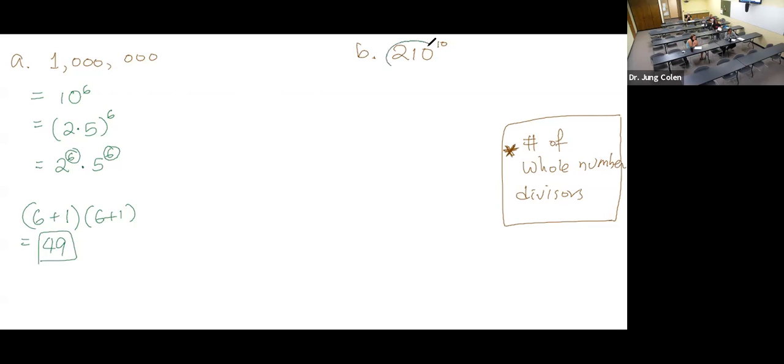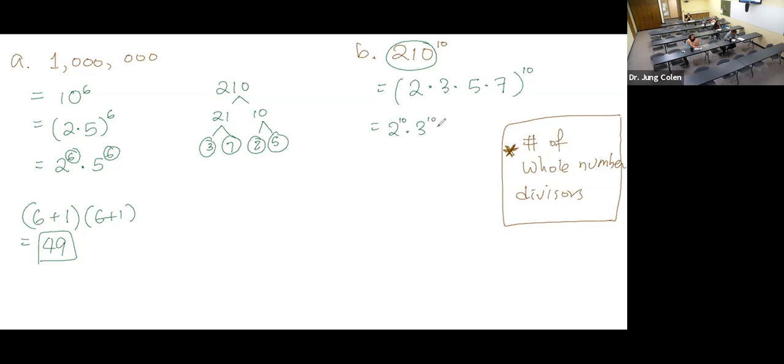Similar thing here. The base is 210, so you can change this to prime factors, right? So let's look at 210. 210 can be factored as what and what? 21 and 10. Both are not primes, so let's go. 3 and 7. 3 is prime, 7 is prime, 10 is 2 and 5. So nothing is in common, so we can put 2 times 3 times 5 times 7, in ascending order. And to the 10th power, which is 2 to the 10th, 3 to the 10th, 5 to the 10th, and 7 to the 10th.